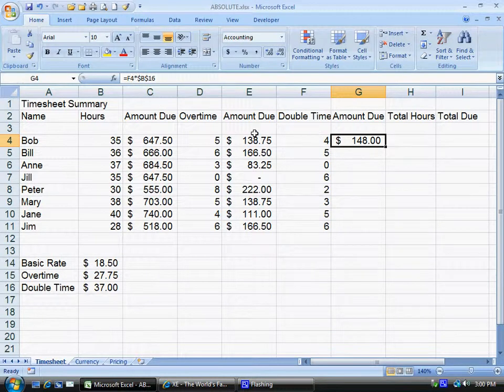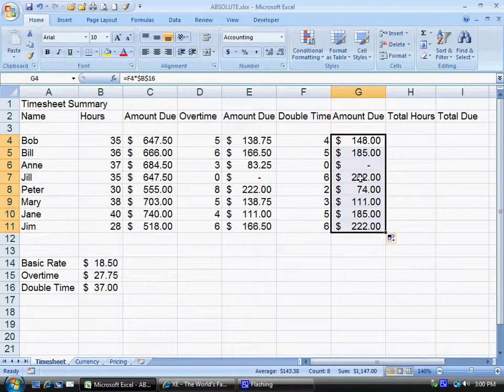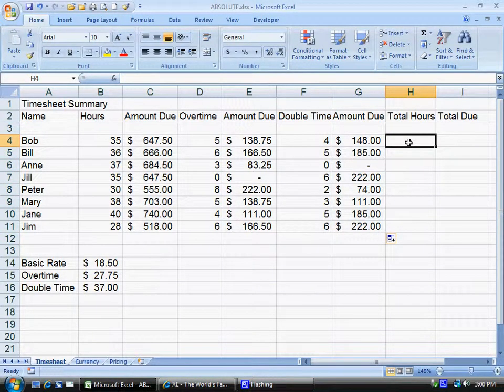It's F4, the double time hours Bob worked, times the absolute reference to the double time rate. As I fill it down, again, people who work more double time get more money, and people who work less got less. The total hours is just the addition of the hours that Bob worked, and we want to fill it down to see how many hours Bill worked and Ann worked. We don't need to have any dollar signs or absolute references in it at all.